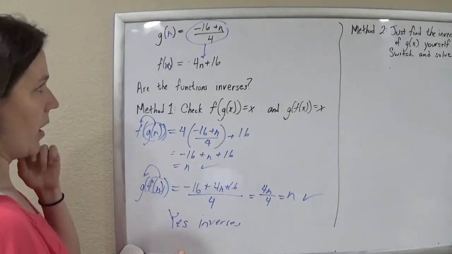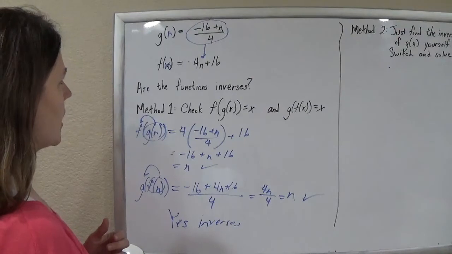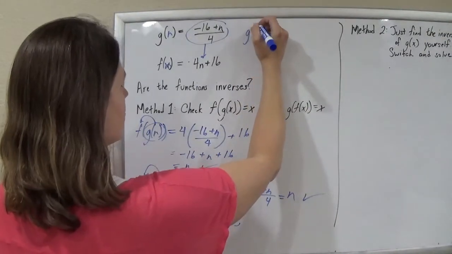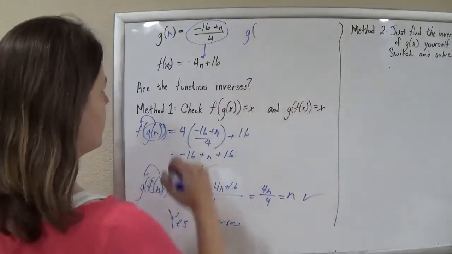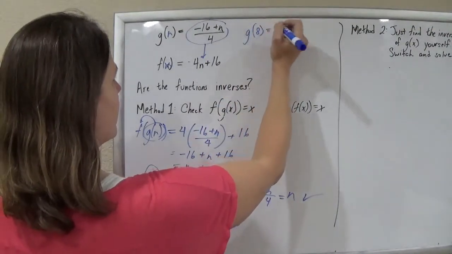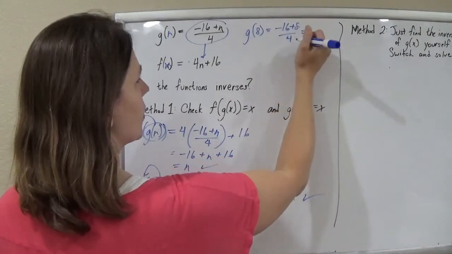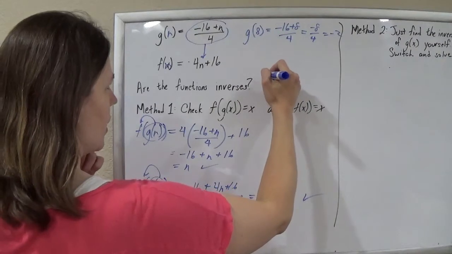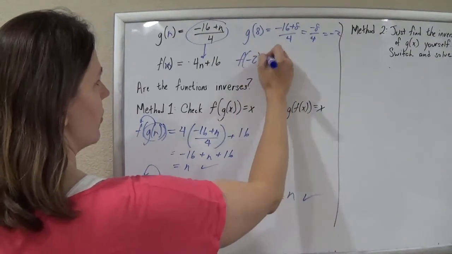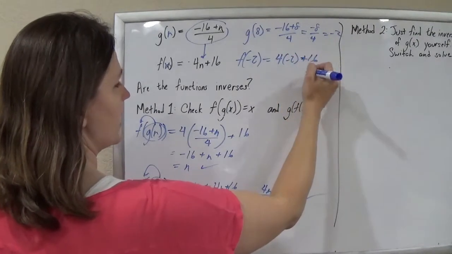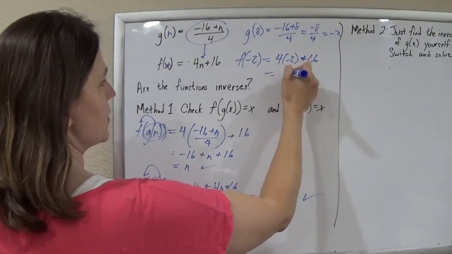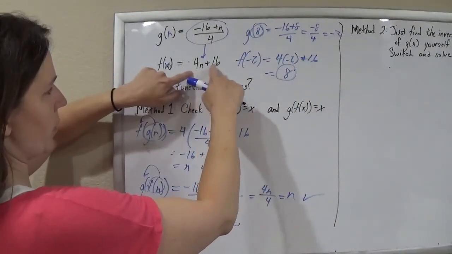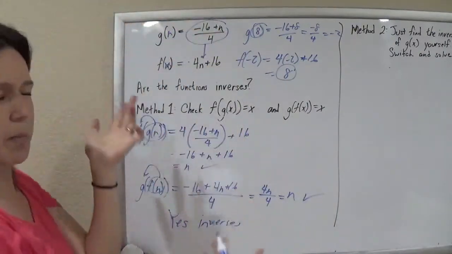They totally undid the other. What's kind of neat is that you could check it with a number. Let's put in g of 8 or something like that. So you do negative 16 plus 8, divided by 4: negative 8 divided by 4 is negative 2. And then if you put that into f, 4 times negative 2 plus 16, that undoes it. Negative 8 plus 16 gives me back the 8 that I started with. So I did something to it and then I undid it. Basically, multiplying by 4 and then adding 16, to undo that you subtract 16 and divide by 4.